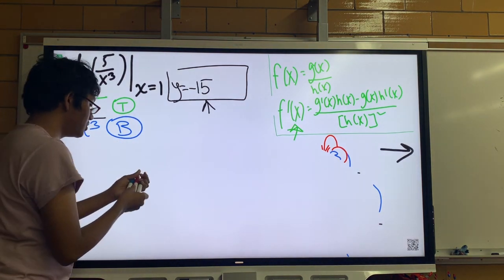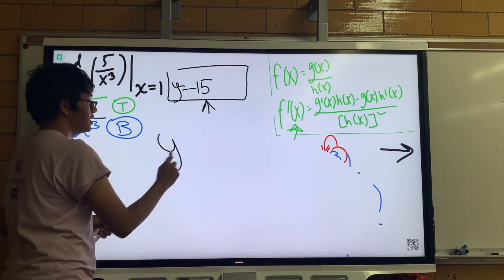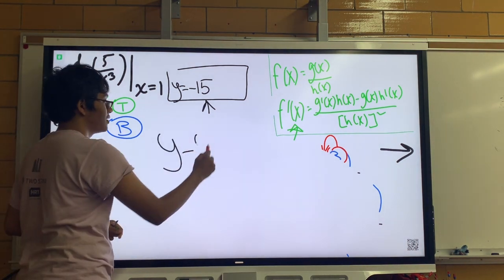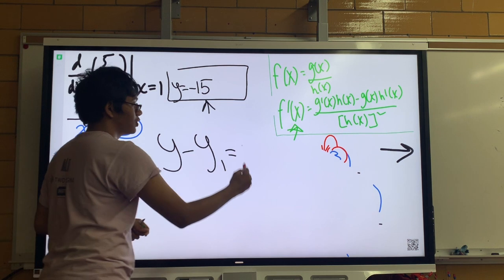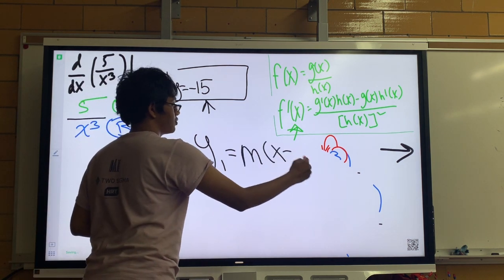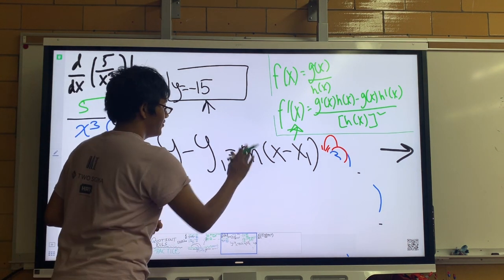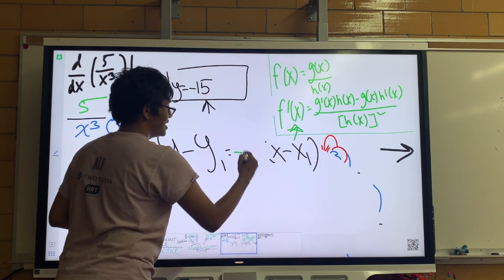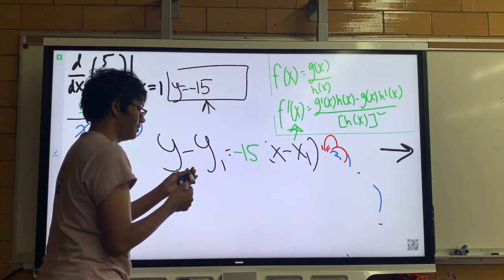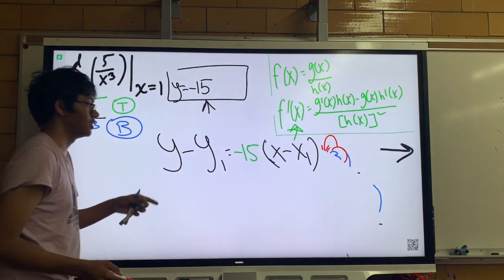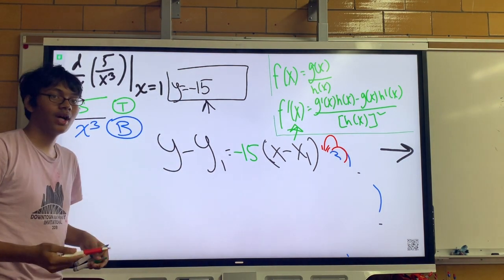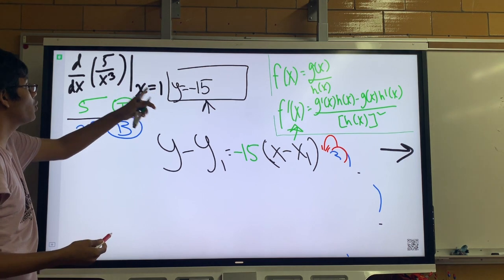Well, what we can do is use the point-slope formula. The point-slope formula states that y minus y1 equals m times x minus x1. We already know the slope of our tangent line is negative 15, so I can write negative 15 times x minus x1. How can I get x1 and y1? Well, I simply plug in 1.